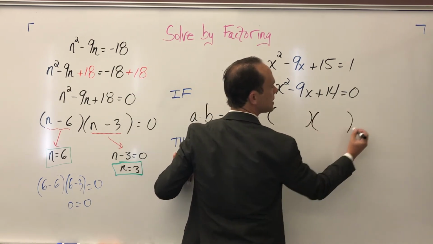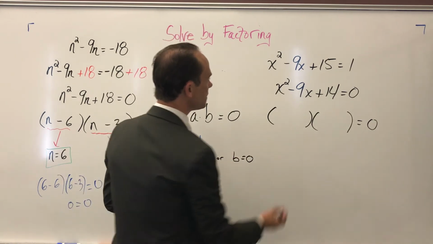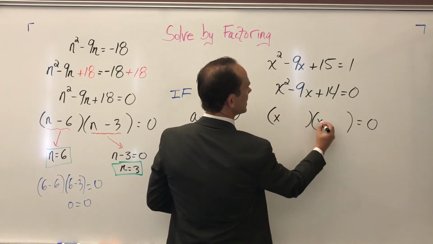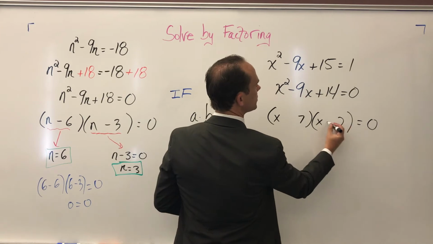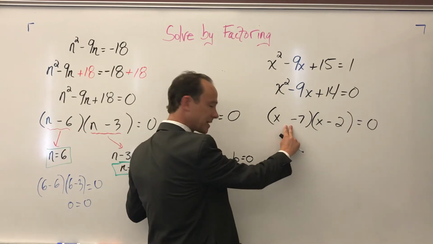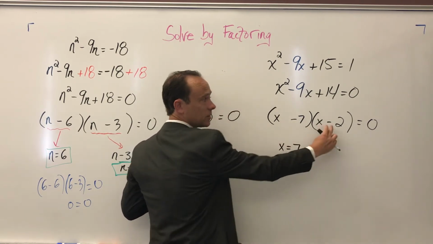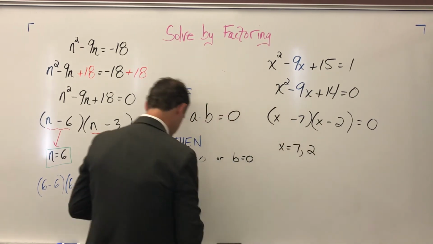using the box method, I mean, the area method, or however you're going to do it. But you should get x and x, and you'll get 7 and 2, and they both have to be negative. Okay, so now what value of x makes this 0? 7. And what makes that 0? 2.